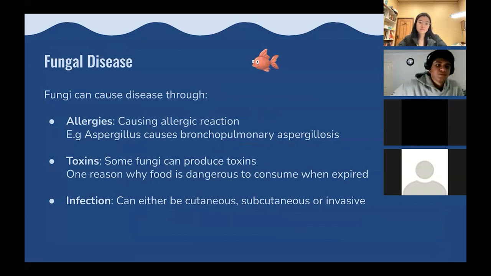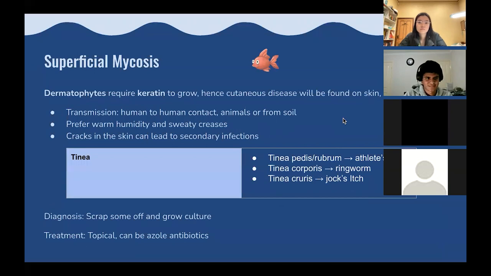Fungal disease can cause disease through three main mechanisms. So you can have an allergic reaction. Aspergillus can cause allergic bronchopulmonary aspergillosis, which is a mouthful, but basically you're having a bronchospasm because of the presence of the fungi. Toxins as well. Some fungi can produce toxins which are detrimental to your body, can cause adverse reactions, might even induce sepsis depending on what type of toxins are released. Sepsis is basically when your body shuts down because of a really, really severe infection. And infection. So you could have a cutaneous, subcutaneous, or invasive infection. And I'm pretty sure I will talk about that.